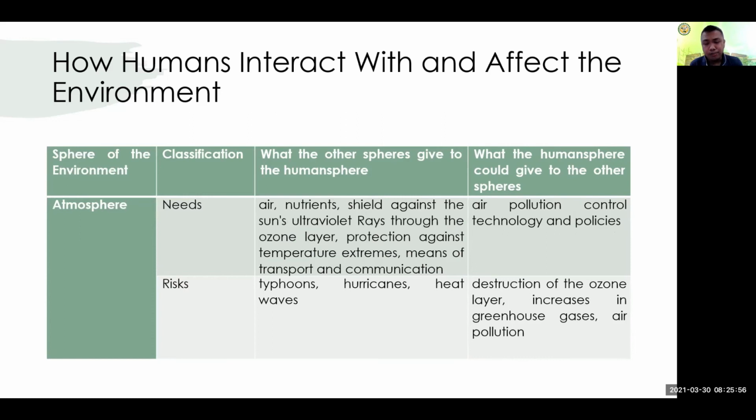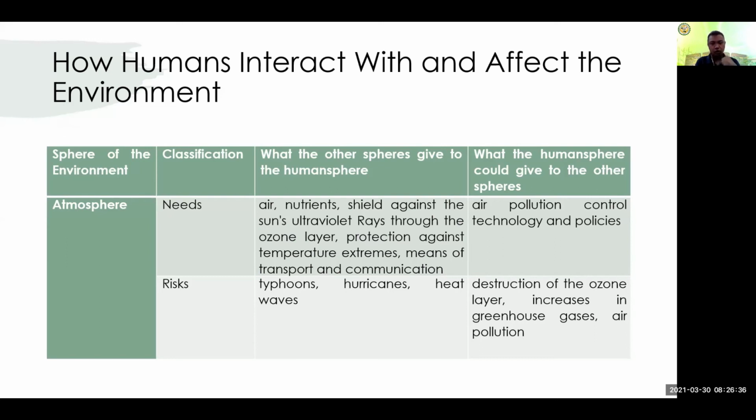Okay, your atmosphere now. In terms of needs, the atmosphere provides the following to the human sphere. So, of course, air, nutrients. It also provides a shield against the sun's ultraviolet rays through the ozone layer, protection against temperature extremes, means of transportation, and communication. Now, in return, humans, to protect these ecosystem services that the atmosphere provides, can develop air pollution control technology and policies.